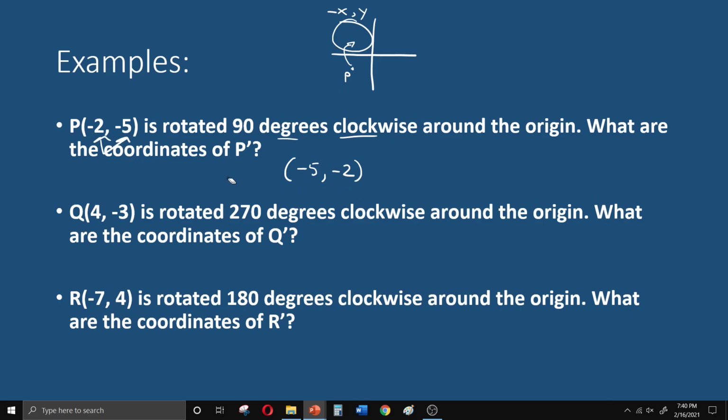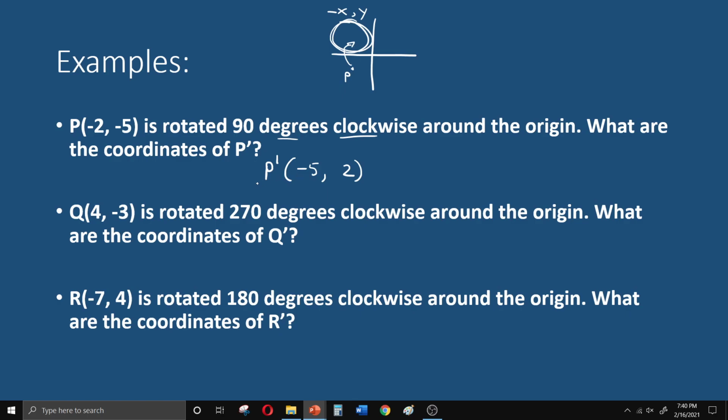If I just switched them around, I would end up with this, but that's not going to make sense. So then I just need to look, well, where am I? Okay, I'm in this quadrant. That means I need to change this to a positive to make sense. So that's what I do. And that is P prime. Make sure you label your coordinates, please.